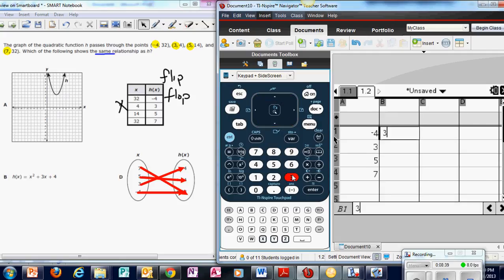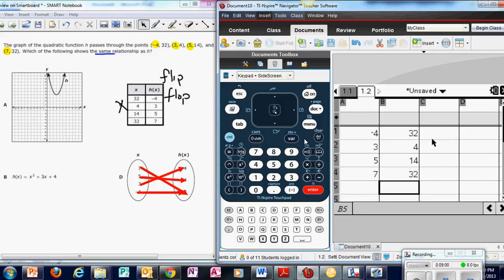And pair them with 32, 4, 14, and 32. The fact that I see this 32 twice, that kind of jumps out to me and lets me think this is going to be a quadratic.